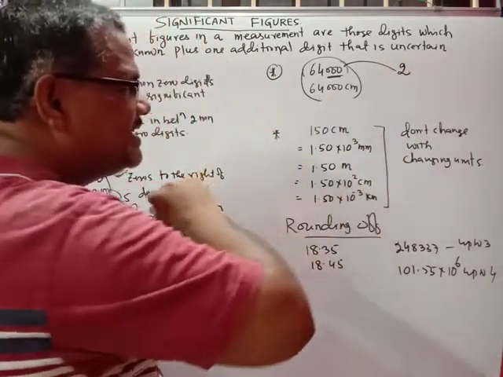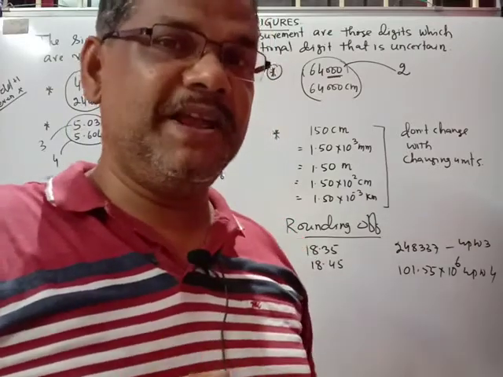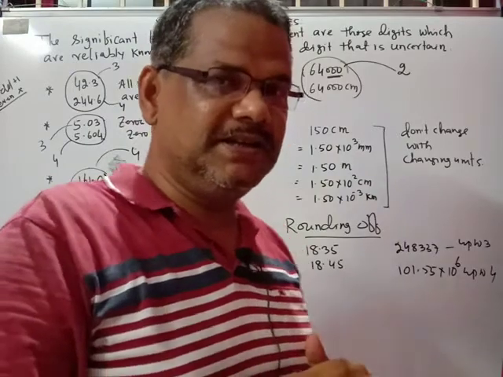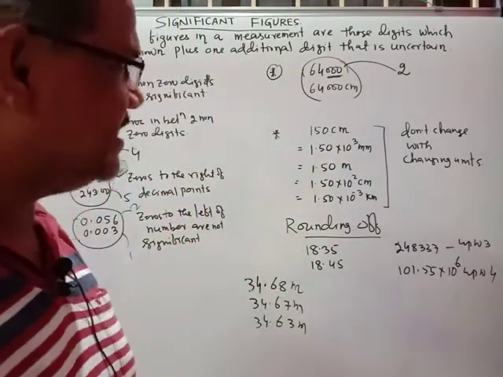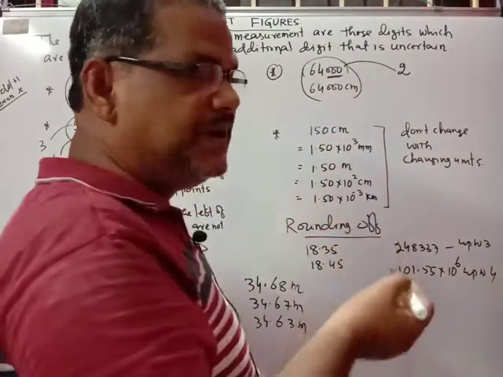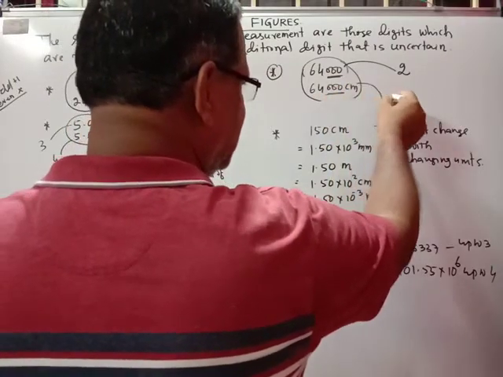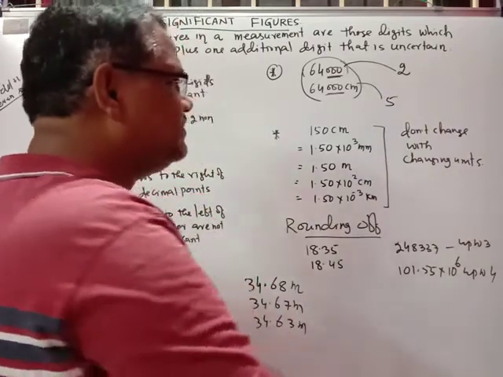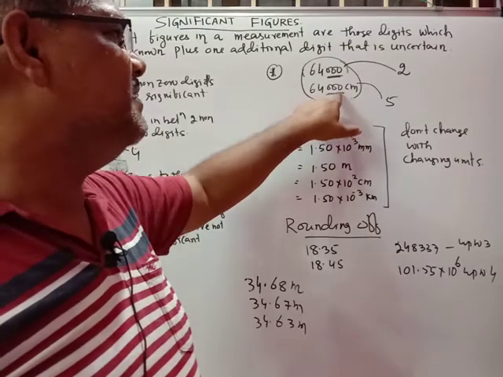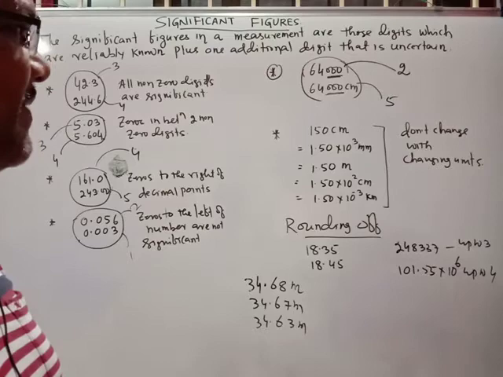What happens in the case of 64,000 centimeter? If zeros are coming and units are attached to that number, in that case these zeros are significant. If we talk about centimeter, meter, millimeter, these zeros are to be considered significant figures. Here the number of significant figures is 5. Students, just remember, whenever a unit is added to the figure, the right zeros are to be considered significant figures.